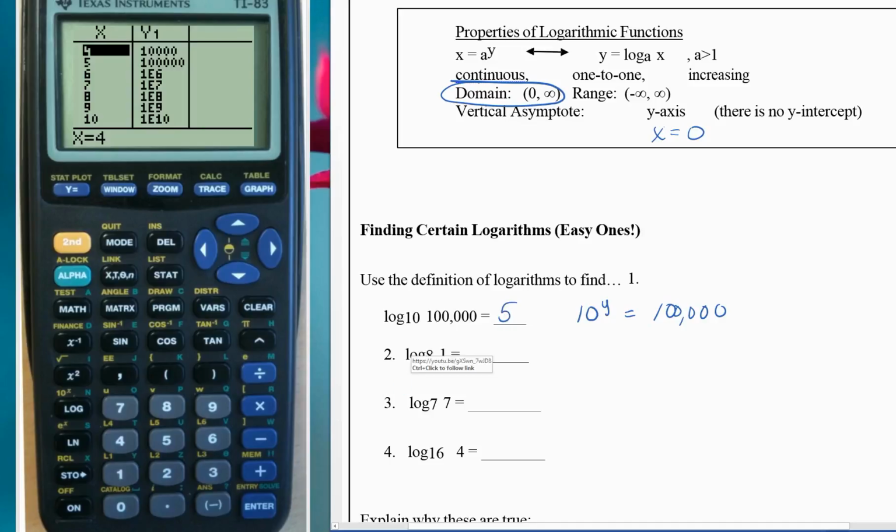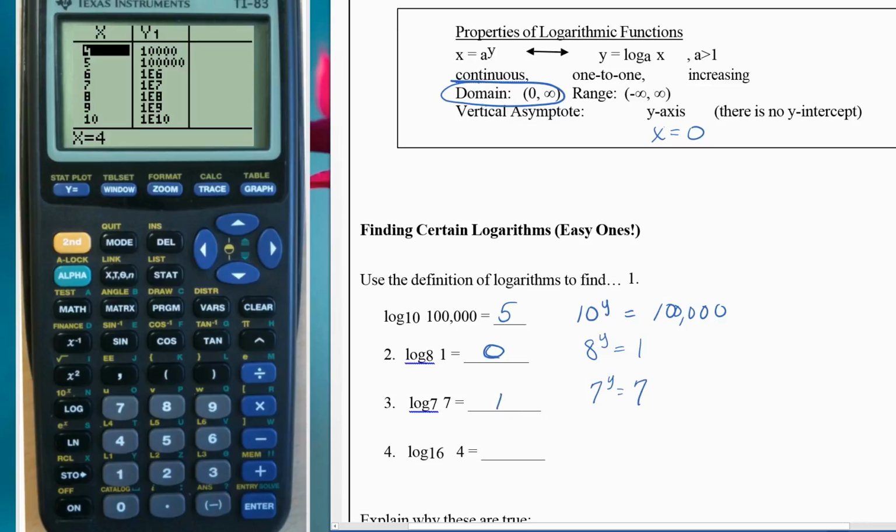Okay, now we want log base 8 of 1. So that means, what exponent do we put on 8 to get 1? Well, what exponent do we put on anything to get 1? It would be 0. Log base 7 of 7, there we're saying, what exponent do we put on 7 to get 7? Well, that would just be 7 to the first power, so y would be 1 here.